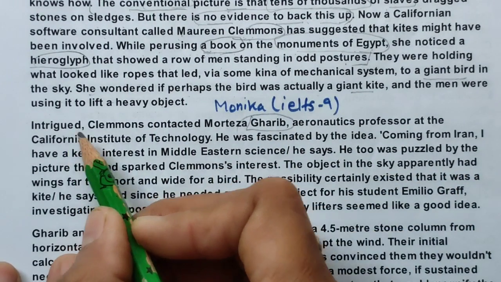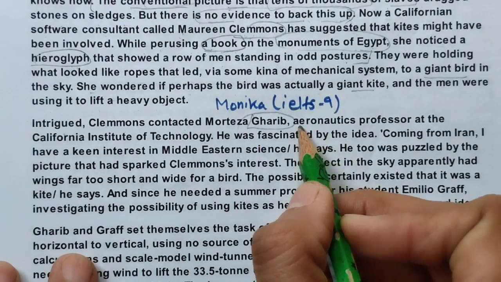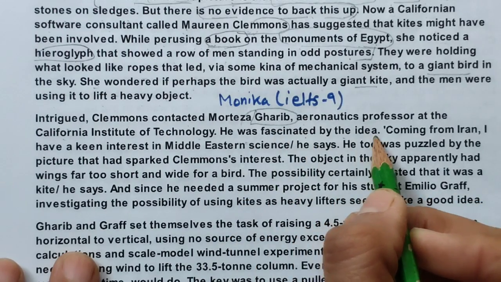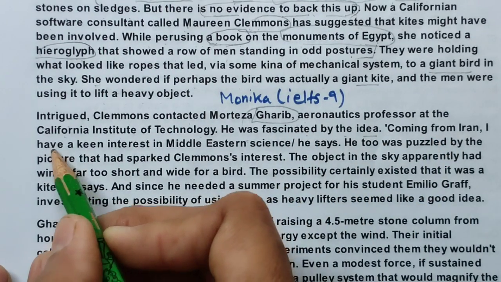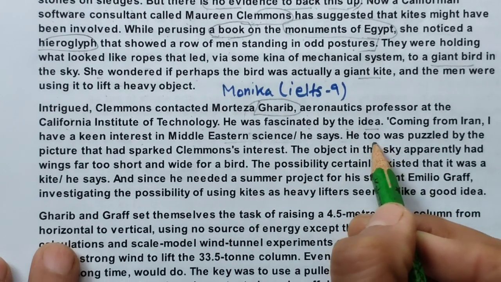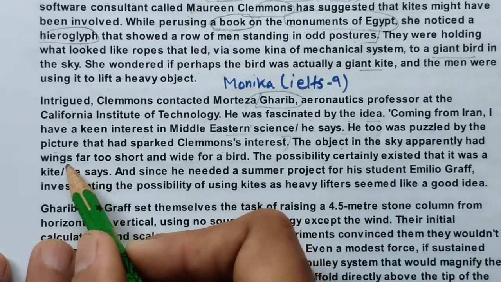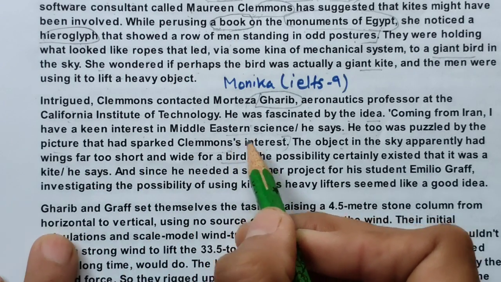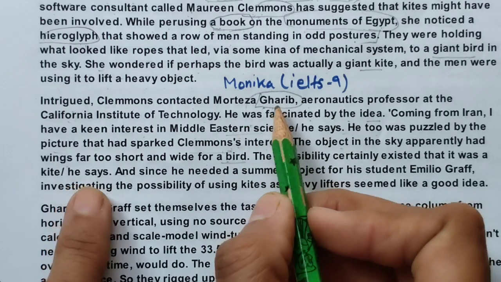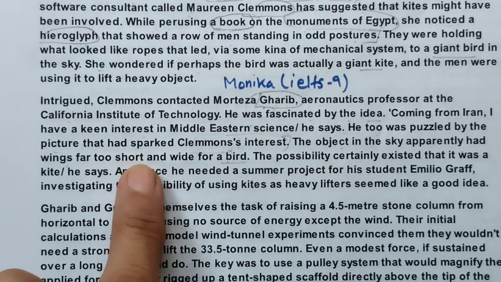Okay, so Clemens contacted Mr. Gharib, an aeronautics professor at California Institute of Technology. He was fascinated by the idea. "Coming from Iran, I have a keen interest in Middle Eastern science," he says. He too was puzzled by the picture of the object in the sky. So actually they are not talking about whether this person had done experiments on bird flight. So we will just write not given.